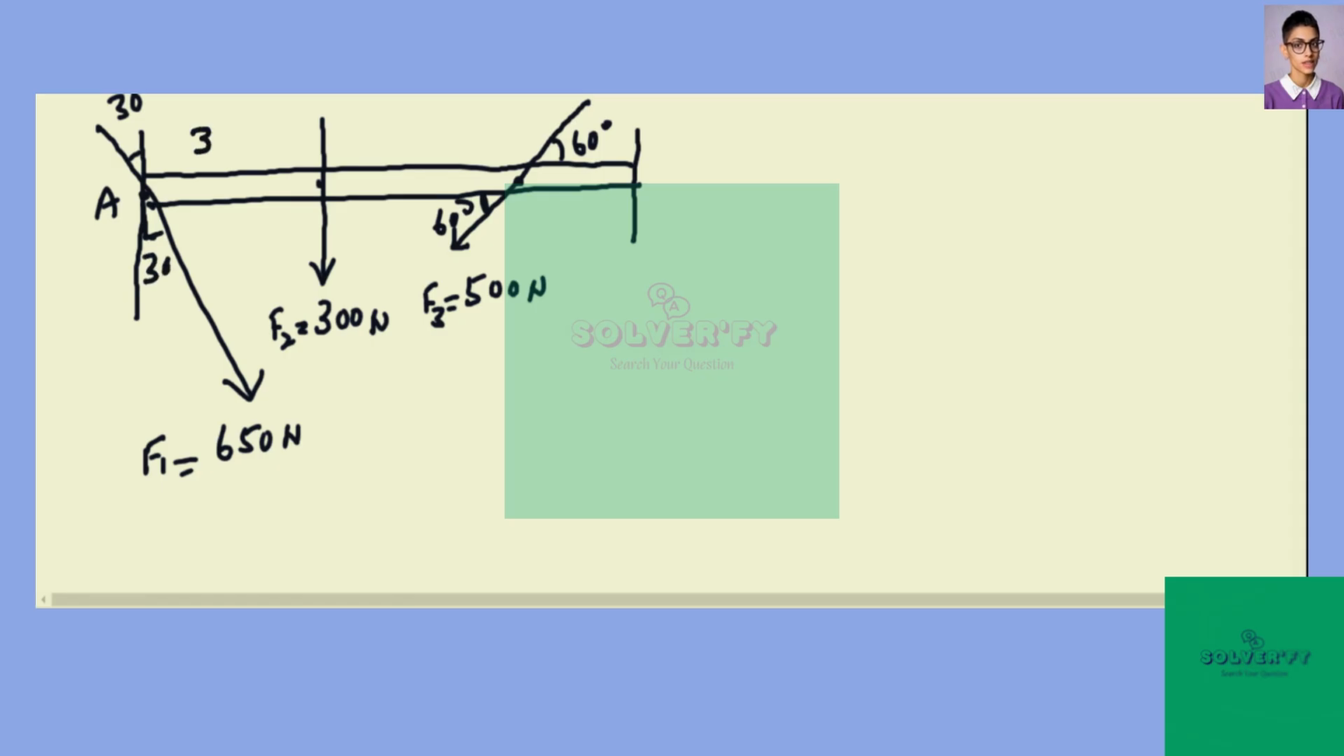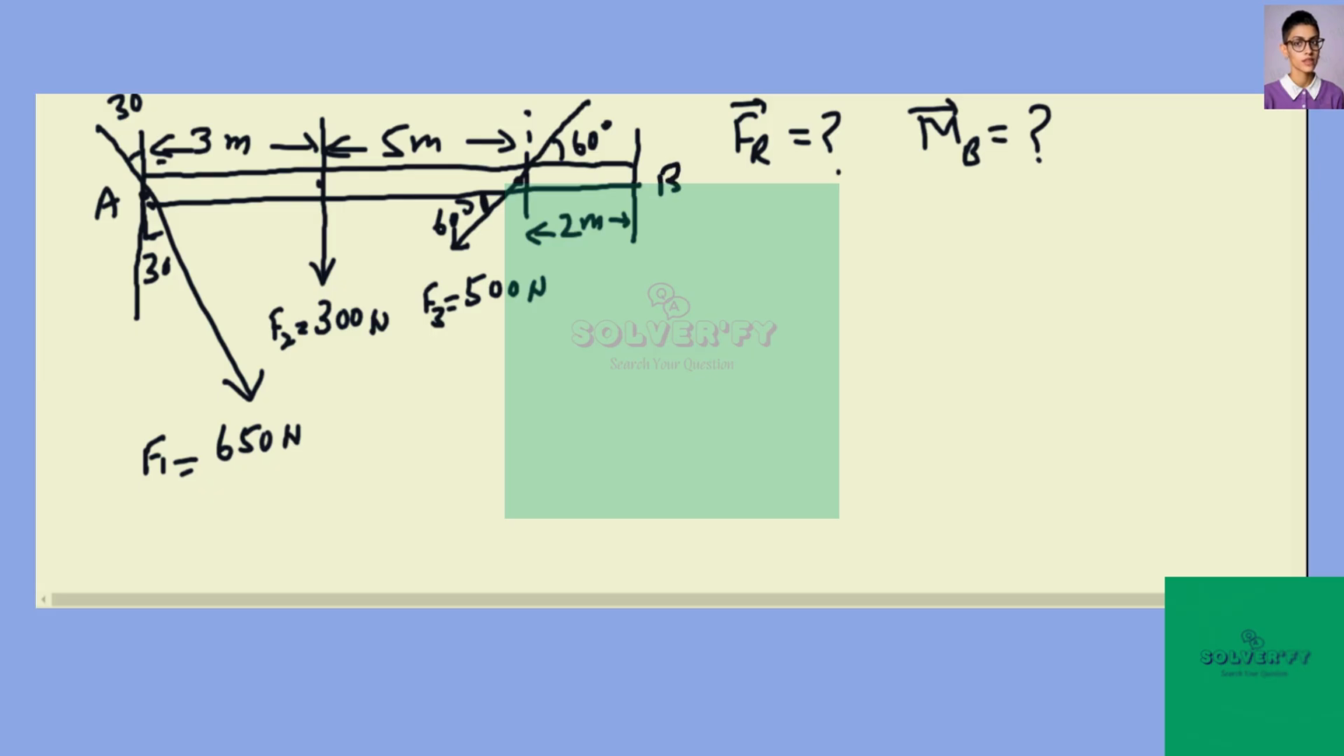This distance is given 3 meter. This distance is given 5 meter. And this distance is given 2 meter. We have to calculate resultant force on the beam as well as torque about the B point, that is moment of force about the B point. This is the B point. Mark these points to be P and Q.